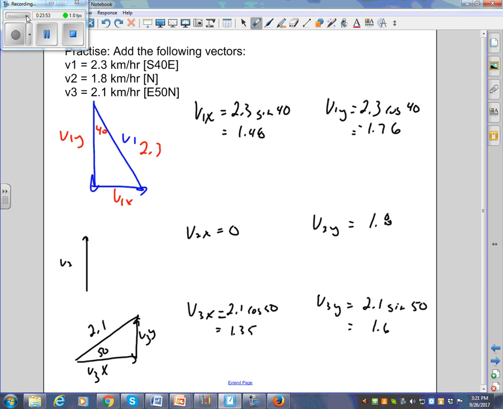Okay, so I got my x and y components. My x components, I got 1.48, 0, 1.35. My y components, I got minus 1.76, plus 1.8, and plus 1.6.